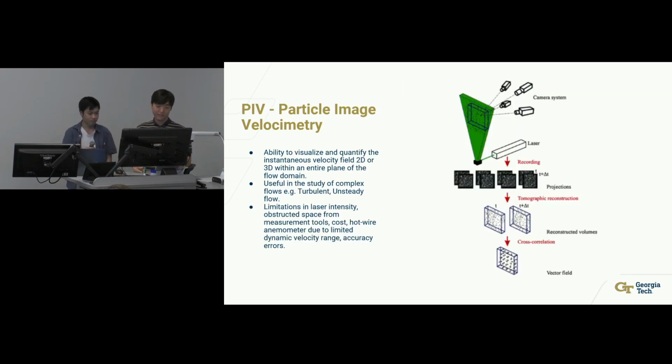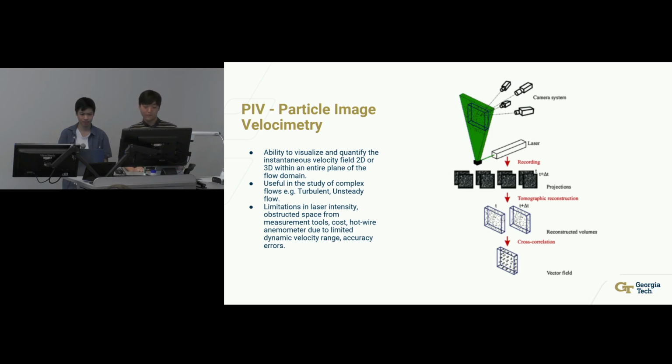So particle image velocimetry, or PIV, is an experimental fluid analysis technique that captures an instantaneous velocity field in 2 or 3 dimensions within the entire plane of the fluid domain, which effectively looks at the volume of complex fluid flows such as turbulent, unsteady flows and vortex flows, which are difficult to look at with conventional analysis techniques.